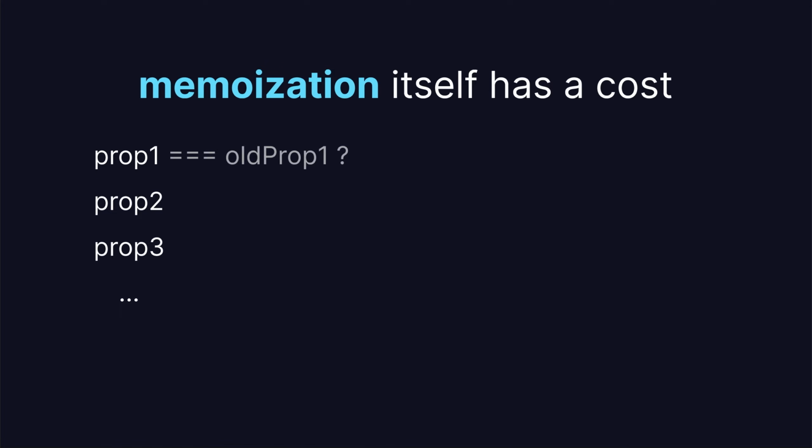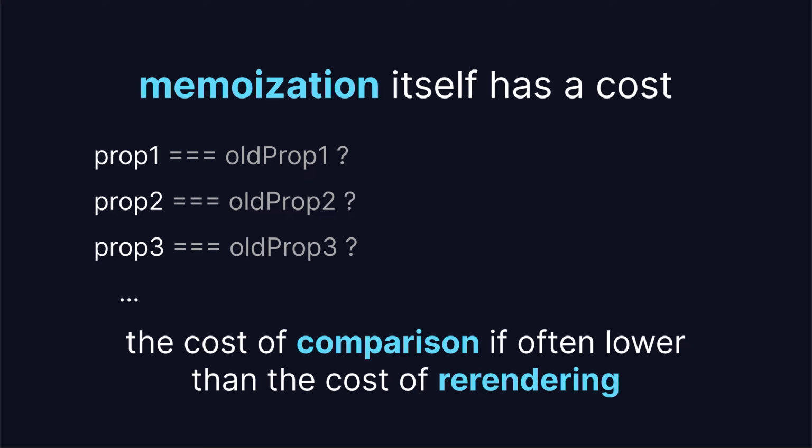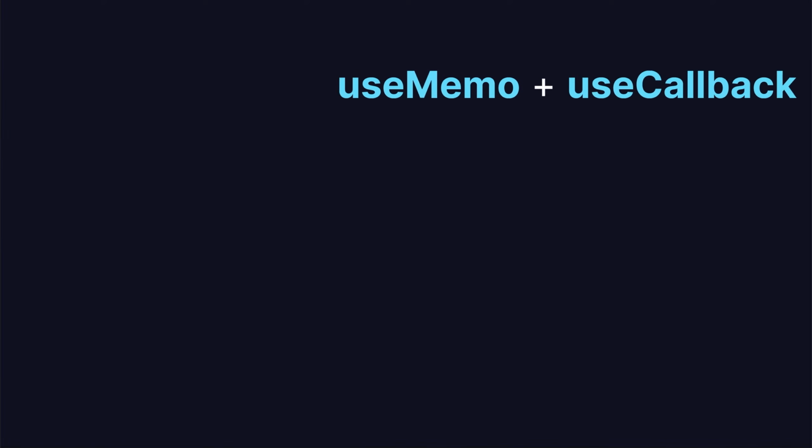It is important to realize that the act of memoization itself comes at a cost. If a memoized component has many props, React has to compare all of them to determine if a re-render is necessary. But this comparison cost is often lower than the cost of re-rendering. Let's move on to hooks.